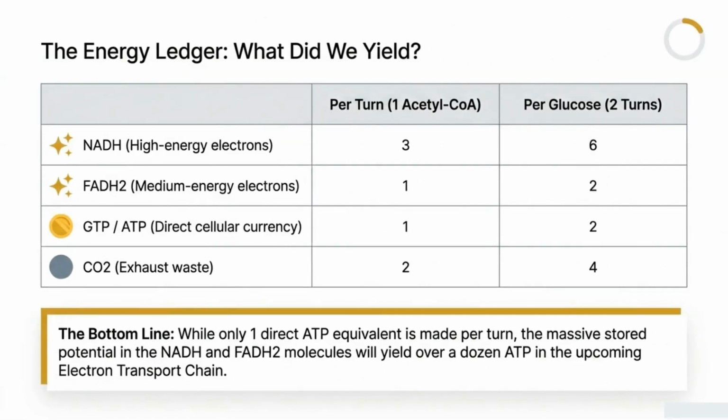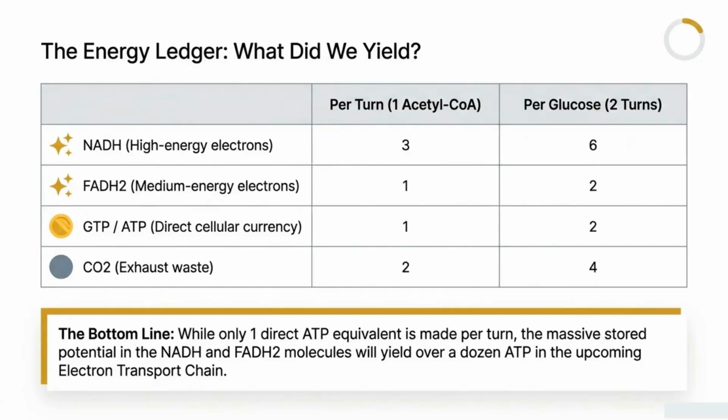Let's review the entire energy ledger to see exactly what this engine yields. For every single turn of the cycle processing one acetyl-CoA, we harvest 3 NADH molecules, 1 FADH2, 1 direct GTP or ATP, and release 2 molecules of carbon dioxide waste.